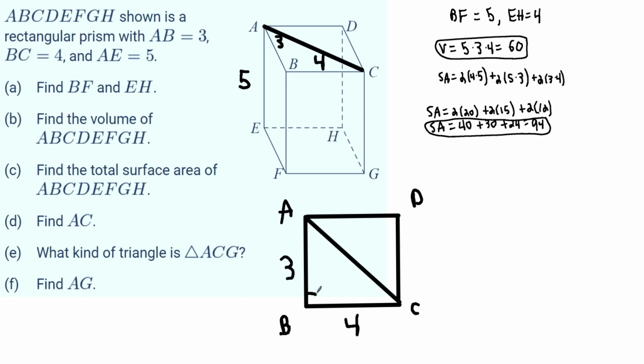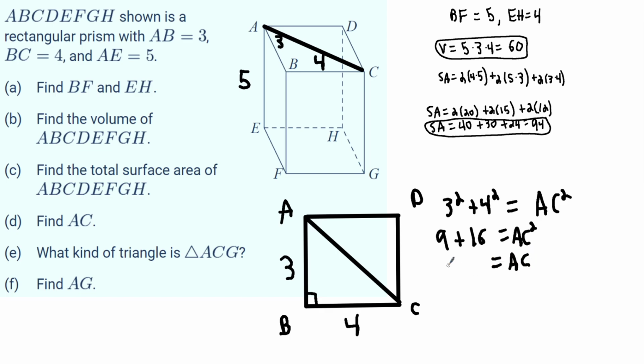Well, this makes it fairly easy because now it's just a problem involving the Pythagorean theorem, where I'm trying to find my hypotenuse. So I can do that by doing 3 squared plus 4 squared equals AC squared. 3 squared is 9, plus 4 squared 16 is AC squared. And just doing some basic simplification, I will find out that AC is equivalent to 5. So that is my value for AC.